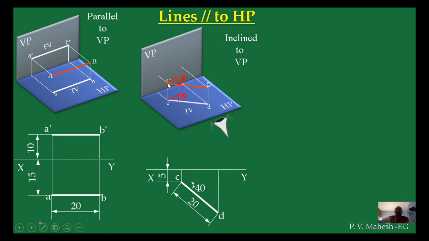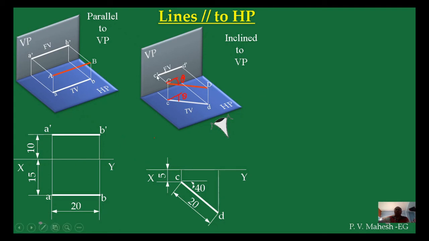Since the distances of points C and D from VP are not equal, you will see a reduced length here. When the line is parallel to HP and inclined to VP, you will see a reduced length in the front view. So this reduced length we have to draw. So this is the front view.